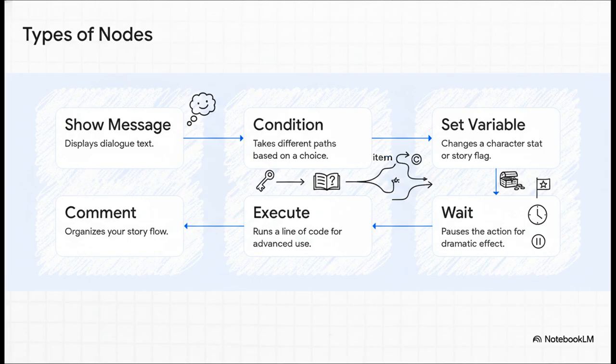And this is where the flexibility really shines. You could use a show message node for a line of dialogue, then connect it to a condition node that checks if the player has a certain item, and from there, the story could split into two different paths. You could even use a set variable node to remember a choice the player made, something that could come back to haunt them chapters later. You're basically creating a visual flowchart for your entire narrative.